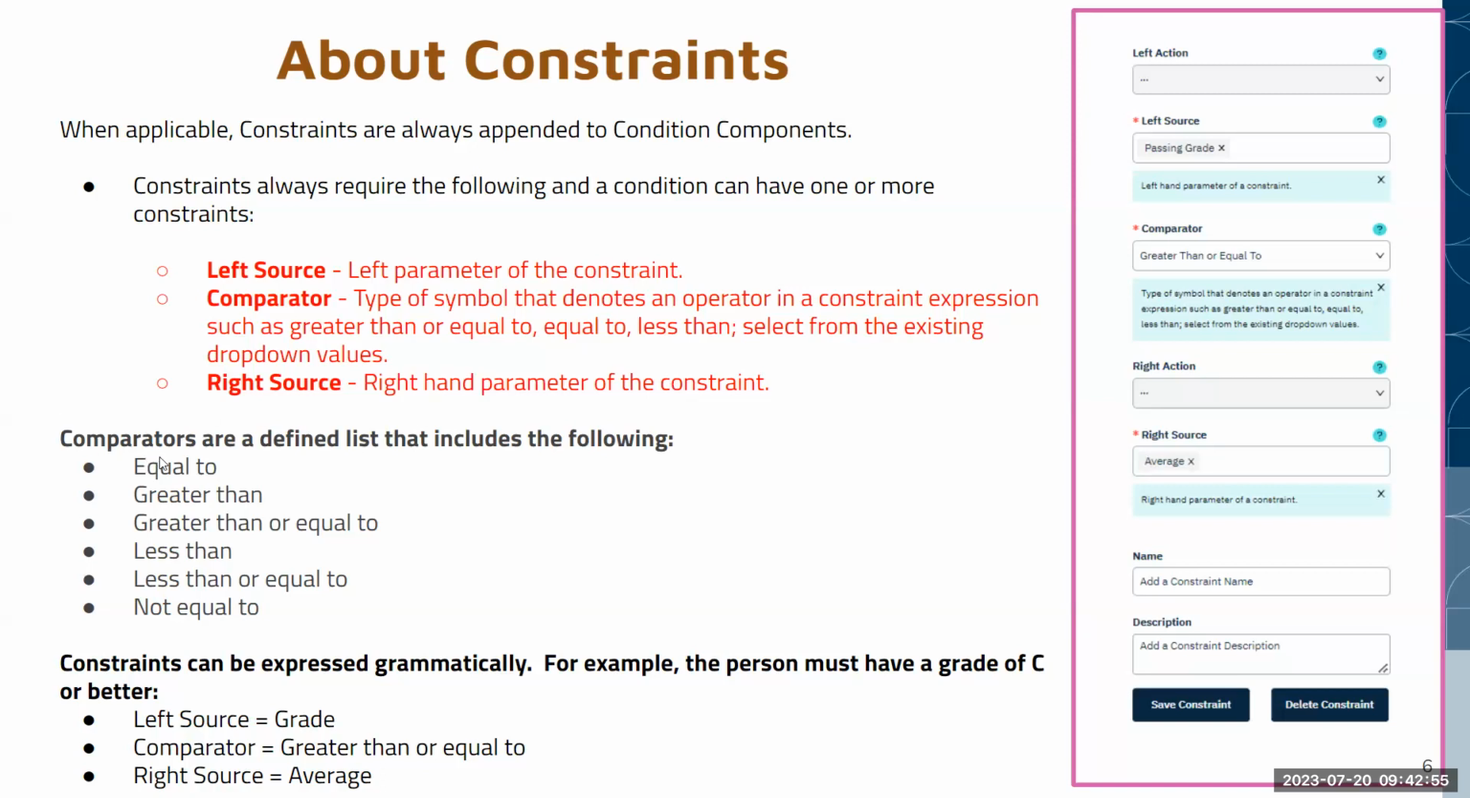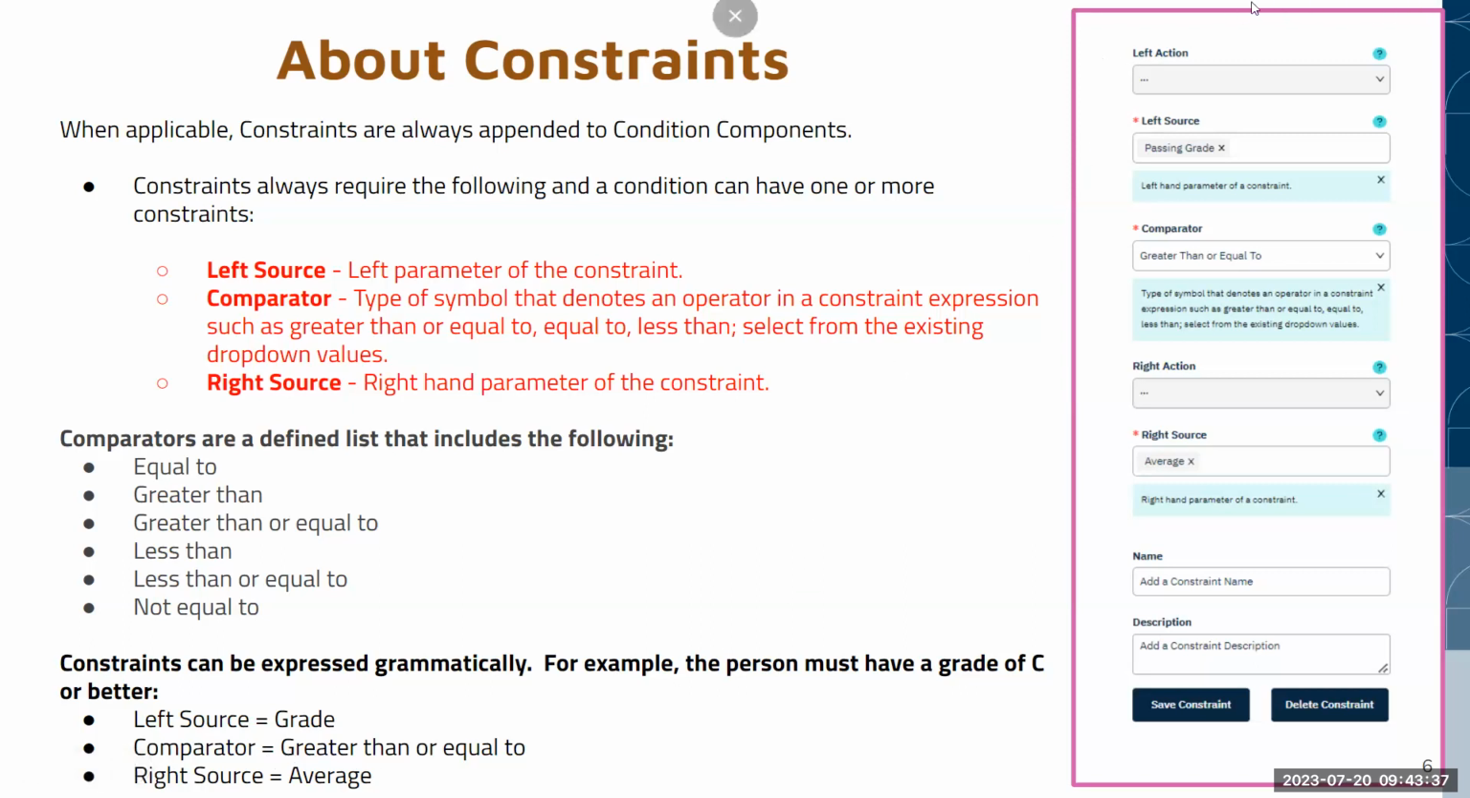So we see here, comparators are a defined list that include the following: equal to, greater than or equal to, less than or equal to, or not equal to. So the thing being described on the left is always going to be first when you're reading this grammatically, then the comparator, and then followed by the right source. So here's an example. A left source could be a grade. The comparator could be greater than or equal to average, or whatever scoring or grading you use would be the right source. So this is just meant as an example.